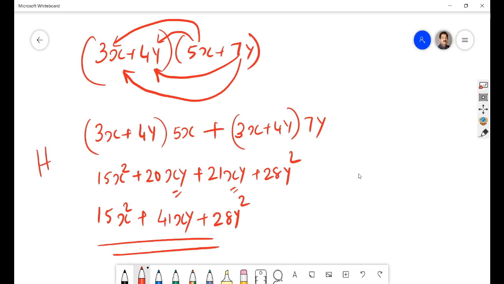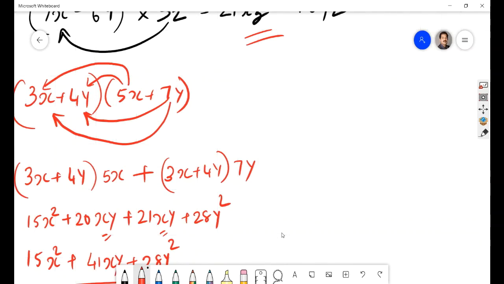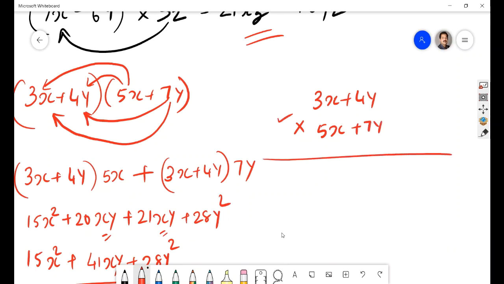As I told you before, we can do it vertically also. The same question. Let me do it here. The question is 3x plus 4y, we will put it vertically one below the other, 5x plus 7y to be multiplied. So we will first think about multiplying with 5x, then with 7y. It is up to us, but we will start like that.